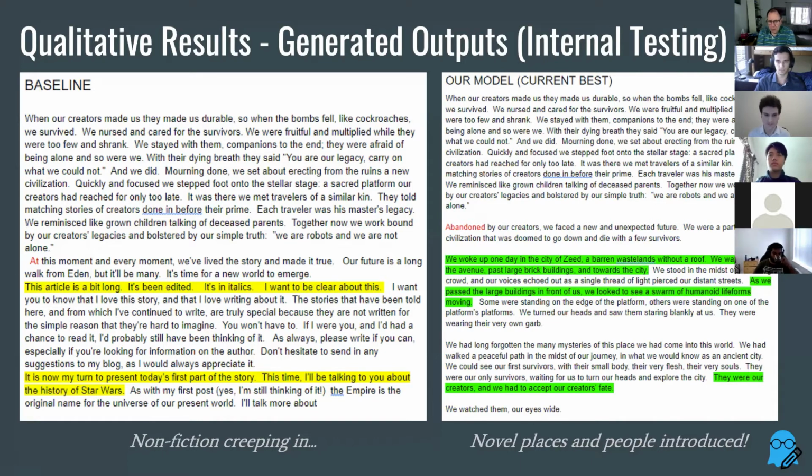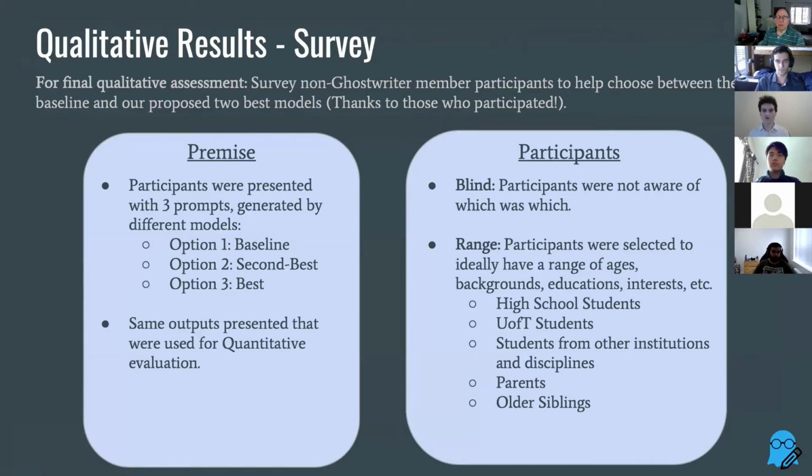Next slide, please. So once we narrowed our model choices down to our best two, we sent out a survey to non-Ghostwriter member participants, and they had three stories, and they would pick their favorite continuation between option one, which was the baseline, option two, which was the second best model, and option three, which was the best model. Participants were chosen from a wide range of backgrounds, education, and interests so that we weren't biasing our data towards a specific set of people. And then we also kept each participant blind so they didn't know which model produced which. Next slide, please.